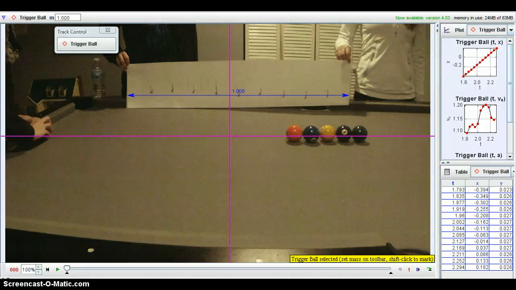In this project, we will be measuring the horizontal displacement of the red pool ball across the pool table. We are going to call this the trigger ball. If you take a look over here at the x versus t graph, you can see that it starts at 1.8 seconds. This is the amount of time the ball is in Brooke's hand before it starts its path of motion. In addition to that, if you look at the meter stick right here, you can see that the ball's total displacement is 0.6 meters. Now we'll watch.